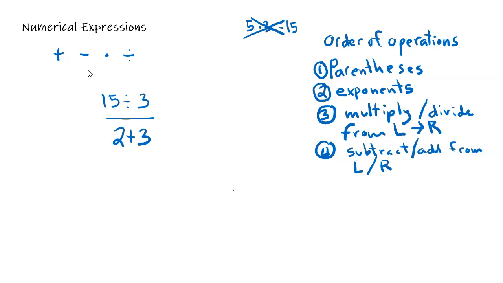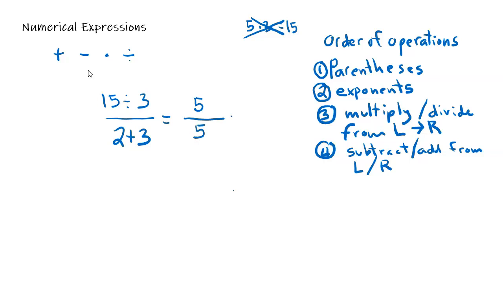So I'm going to put an equal sign here because this is what it equals. So 15 divided by 3 is 5. Okay, got to make sure you know your division facts. And 2 plus 3 is the next thing we can do because we already did the division. So 2 plus 3 is 5.